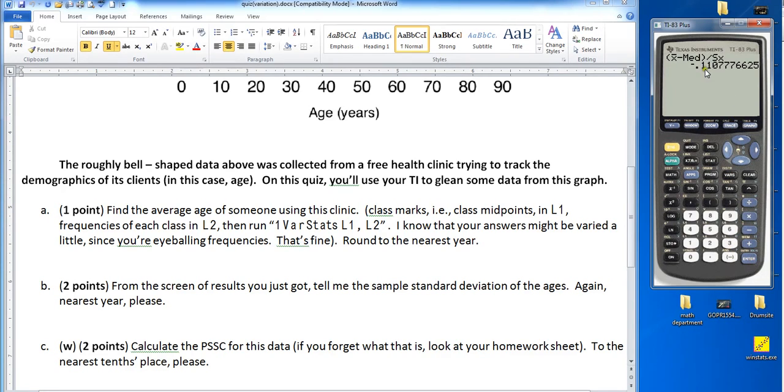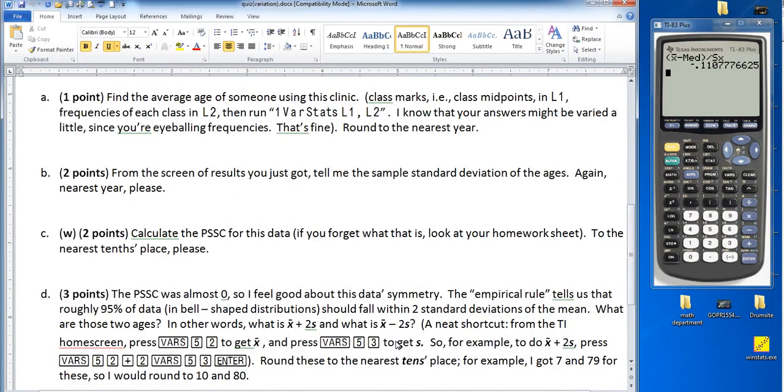All right, I get a Pearson's of about negative 0.1, which is pretty small, and that's what I said right here in part D, which was that's about 0. So we can feel pretty good that it's bell-shaped. Okay, we're going to have 95% of data between two standard deviations, therefore. So if I calculate this and this, 95% of my data should fall between those values.